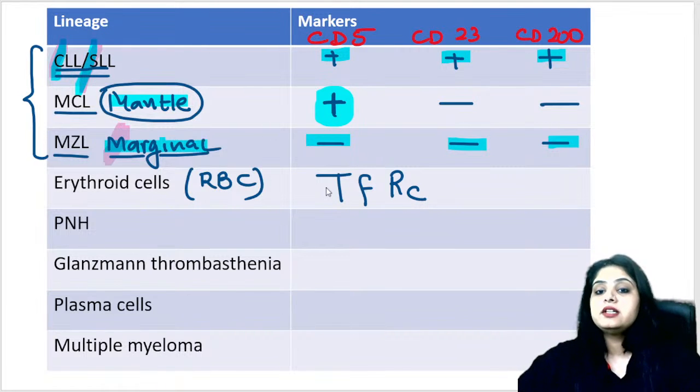So now the way you write transferrin, from the T everything will come. Inside the T, what have I fit? 71. The way you write T, I have put a 7 and 1 in it. So for RBCs, CD71, that is transferrin receptor.